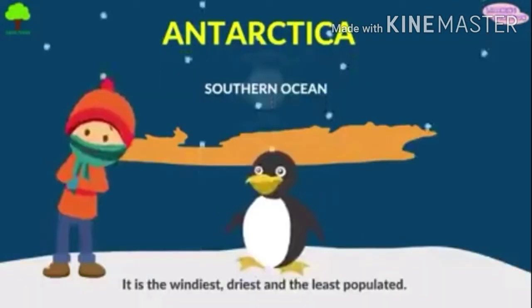Okay, Antarctica. Antarctica is the fifth largest continent and is located at the South Pole. It is the coldest, windiest and driest continent. It is called the White Continent, as about 98% of its area is covered with snow and ice. How much percentage? 98.